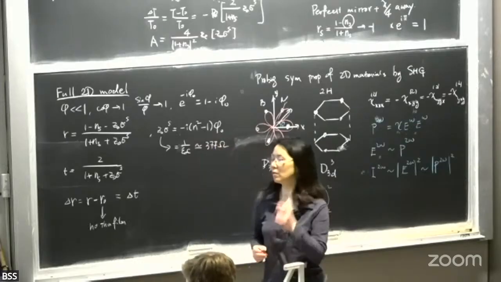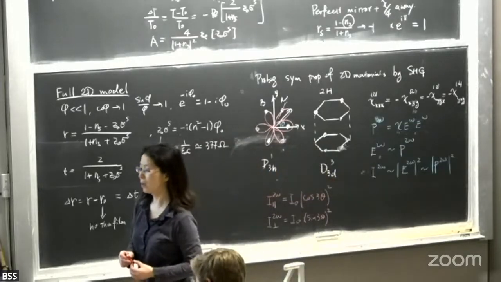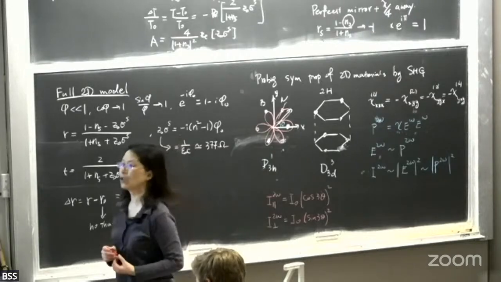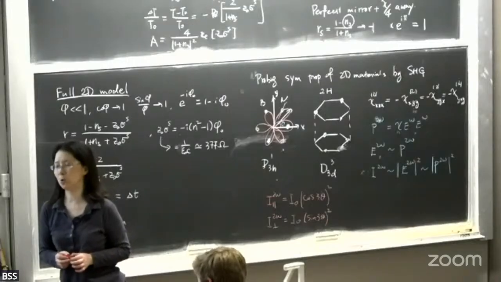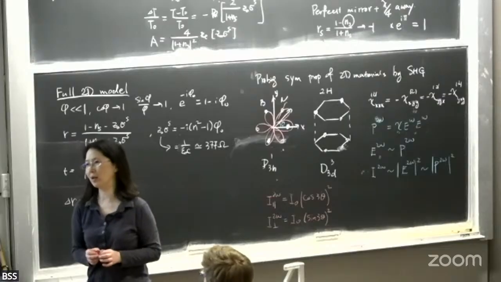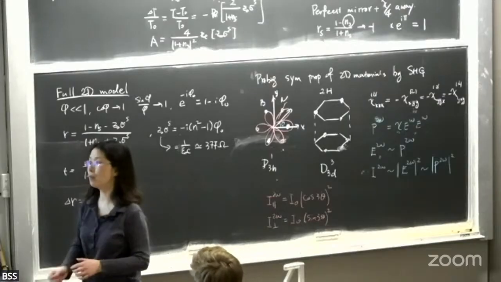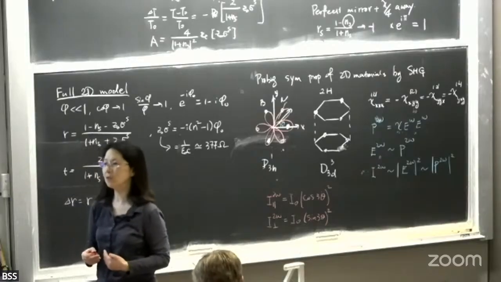Oh yes, yeah. Which way is that? So then you need to do, instead of intensity, field measurement. And this can be done by looking at the interference, for example, of your signal with some reference field.